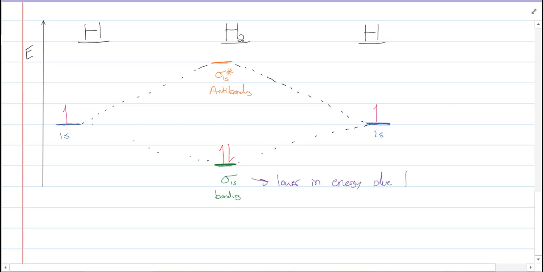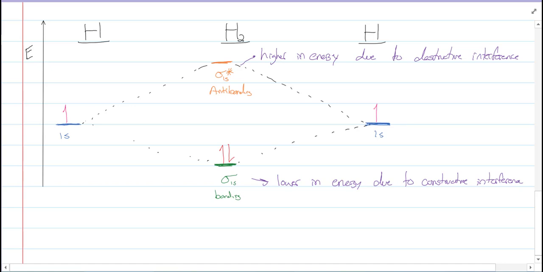Due to constructive interference. And this one is higher in energy due to destructive interference. That's wonderful. So bonding, antibonding.